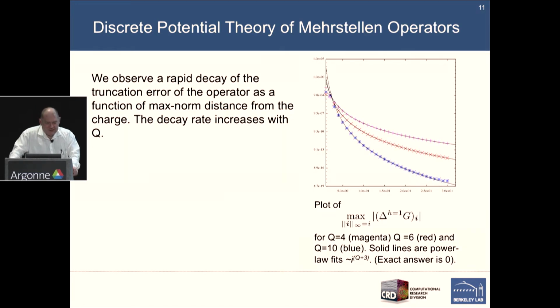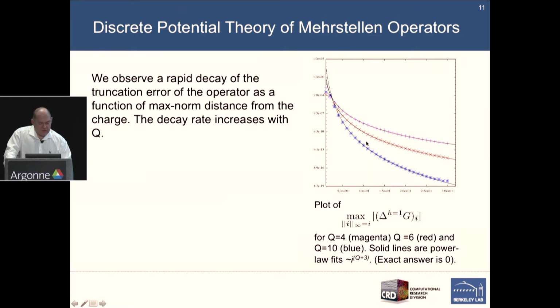Just again, another plug for the math. We observe a rapid decay and truncation error of the operator as a function of max norm distance from the charge. If you take the continuous Laplacian applied to the Green's function, it's 0 everywhere except at the origin where it's a delta function. Now, if you take the discrete Laplacian and apply it to the continuous Green's function and ask how big it is, what you see is that it decays very rapidly, and how rapidly is an inverse power law that depends on the order of the method.